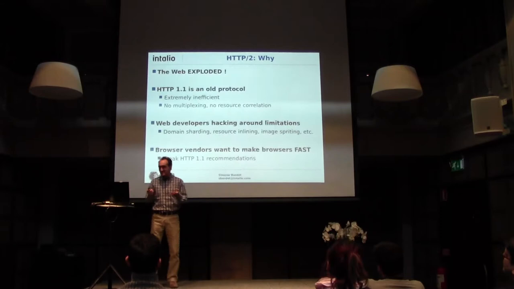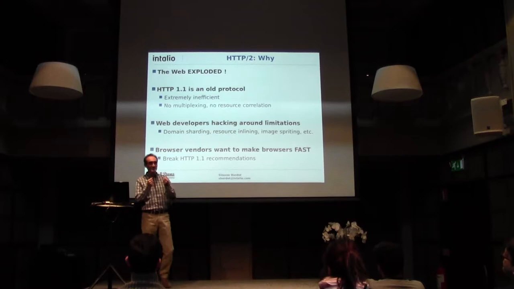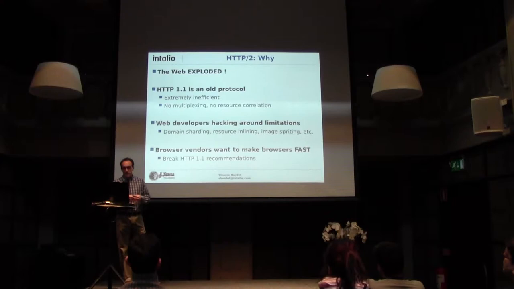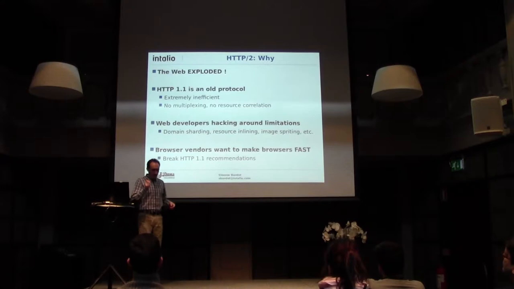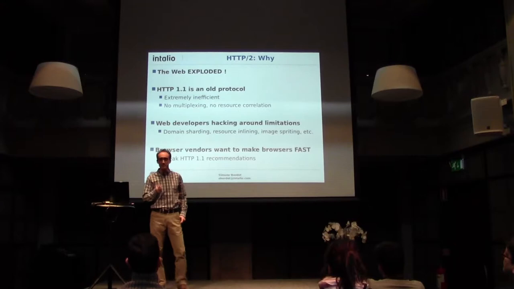The web exploded, and HTTP 1.1 is an old protocol. It was designed 20 years ago, for that kind of page, one HTML and 600 bytes. It is very inefficient. Why? Because it doesn't have multiplexing. You have to open multiple connections to actually download stuff efficiently. And it is so inefficient that developers started to work around the limitations of the protocol by using hacks.